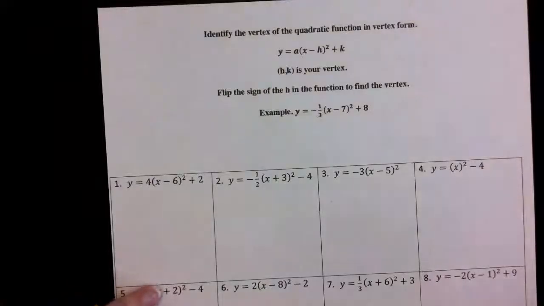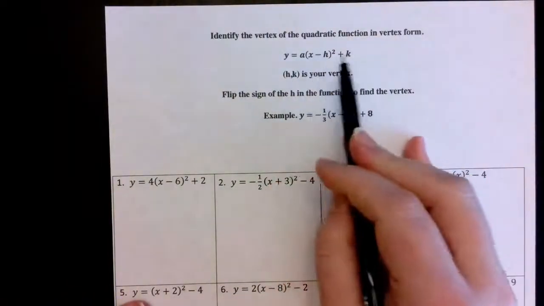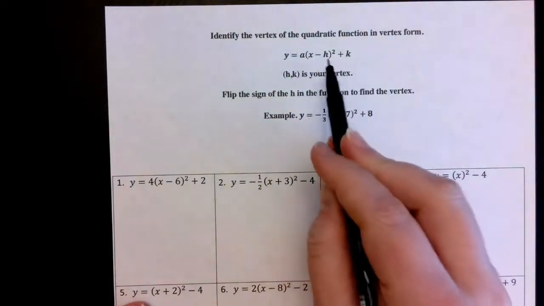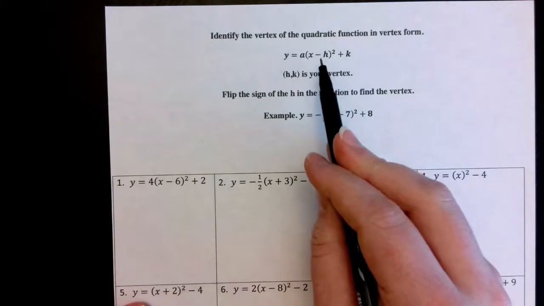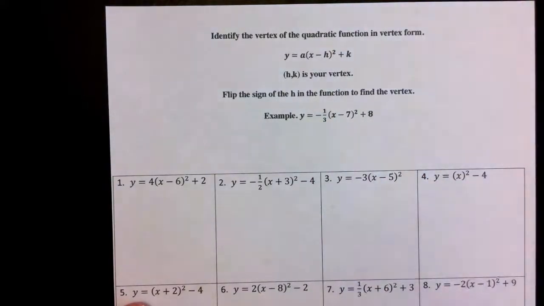So to be able to find the vertex, which like I just said is your h comma k in the function, we need to flip the sign of the h. Because if you notice in the function, it's a negative h. So we're going to have to make it positive. So it's always going to flip.